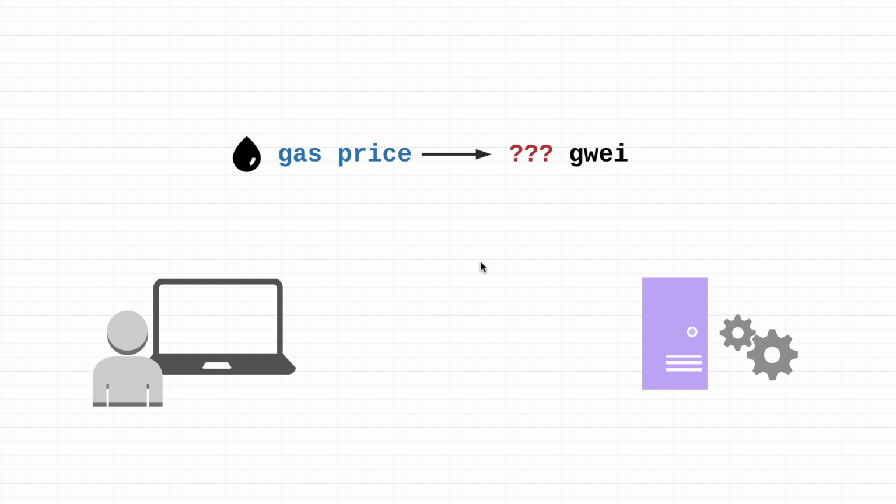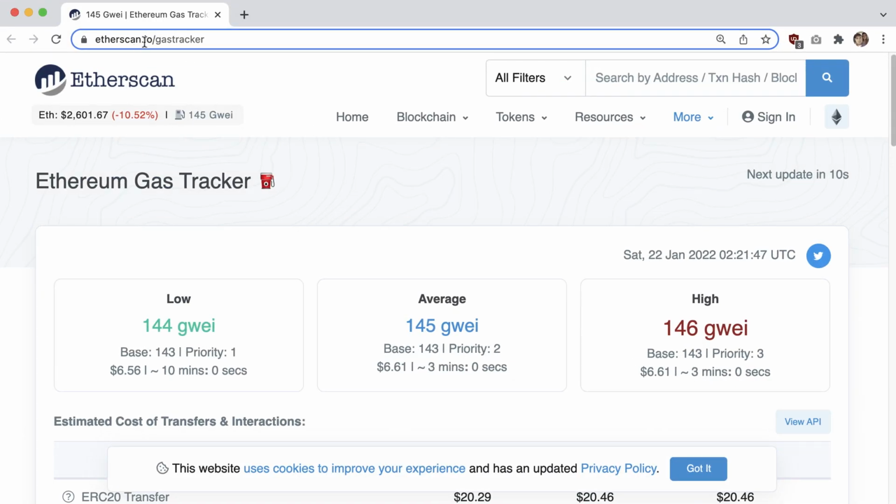Now, the average price of gas is actually determined by the overall demand for the network resources. And a very cool resource that I use quite often is etherscan.io/gastracker. If you ever just want to know the current price of gas, you can go here and it'll tell you right now it's hovering right around 145 Gwei. Oh, hopped up to 162, look at that.